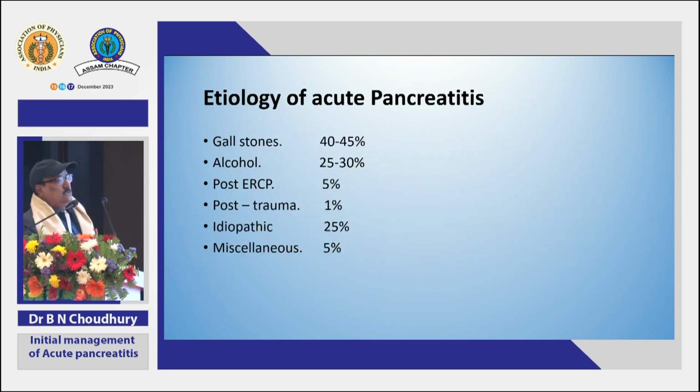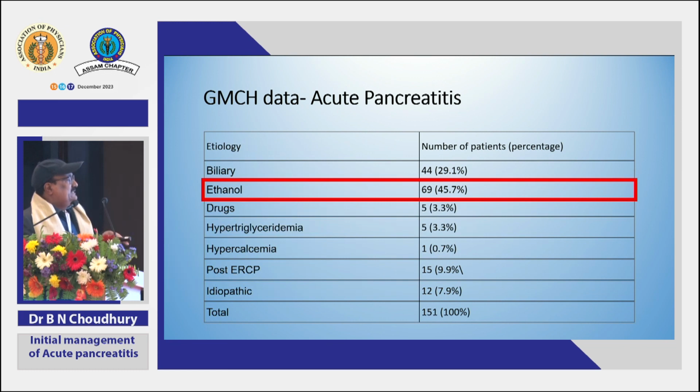And etiologically, these are the common etiologies of acute pancreatitis. Most of the cases are gallstone related, alcohol, post-ERCP, post-trauma, idiopathic, and miscellaneous. There are even lots of long lists, but they are very rare. These are the common etiologies of acute pancreatitis. So this is our data.